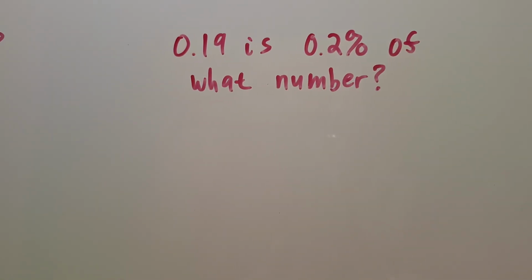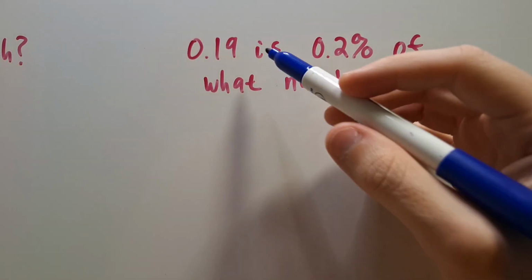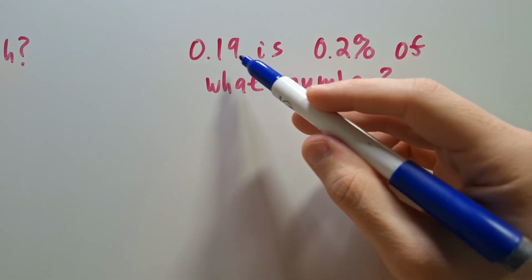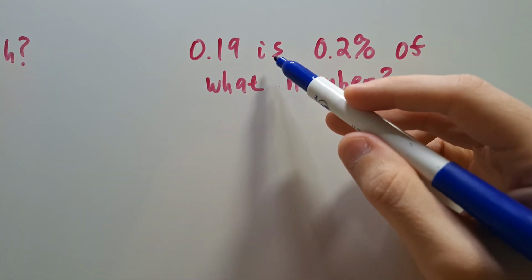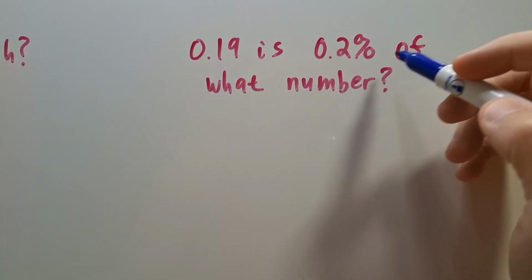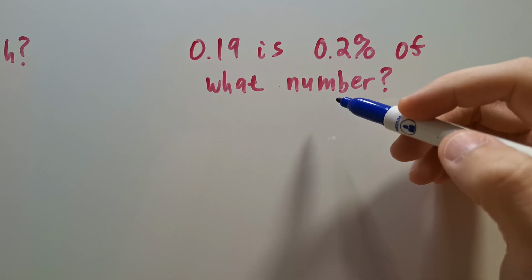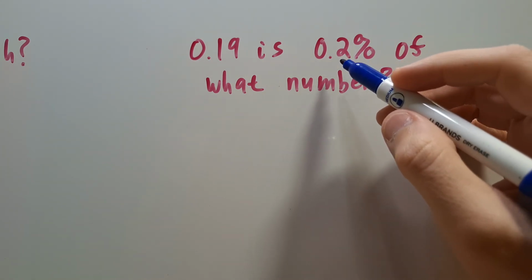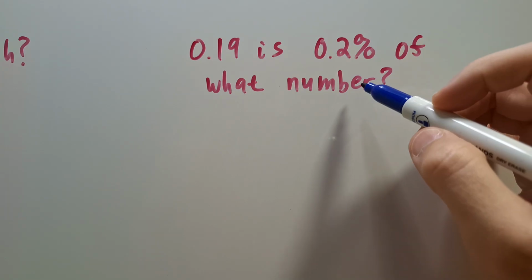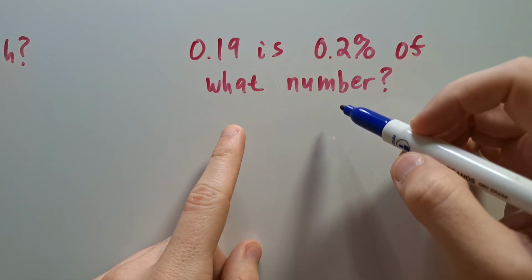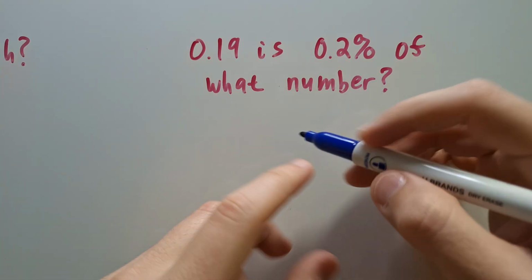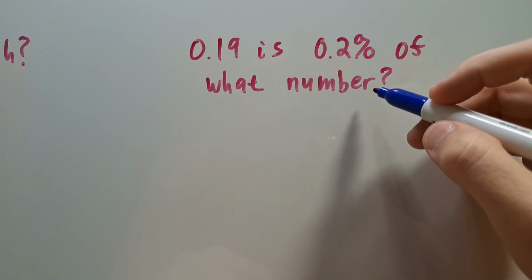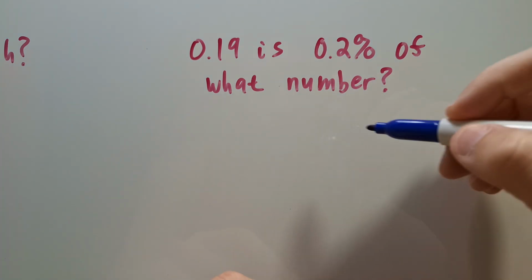Let's look at this one next. 19 hundredths, or 0.19, is 0.2% of what number? This percent is less than 1%. How we're going to solve it is the same exact way for how we find the base here, the number that we're originally starting with.